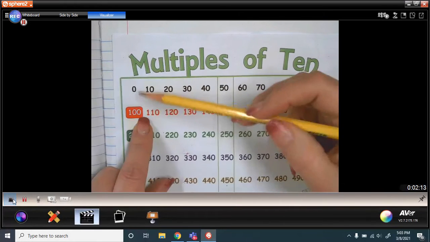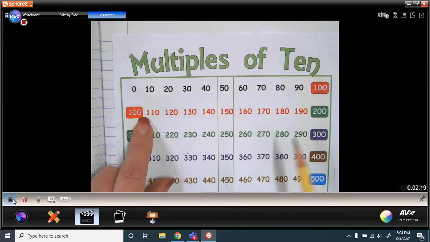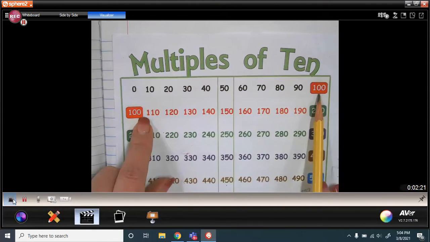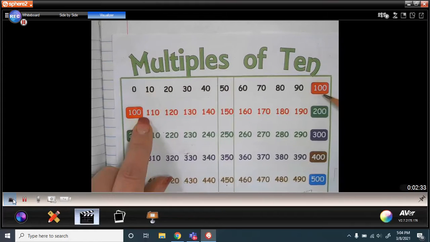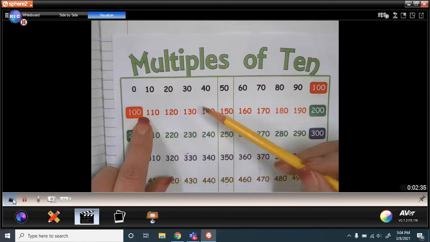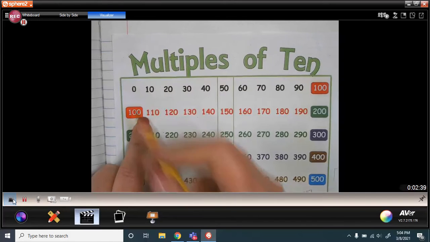Now some of you might say, well, 100 is not a 10, Ms. Hanamio. Well, it is a 10 because as soon as you get to the 10th 10, you have created 100. So when you count by tens, these hundreds do end up being multiples of 10, because when I count by tens, I don't skip 100. I say 100, 110, 120, 130. So 100 is a multiple of 10.